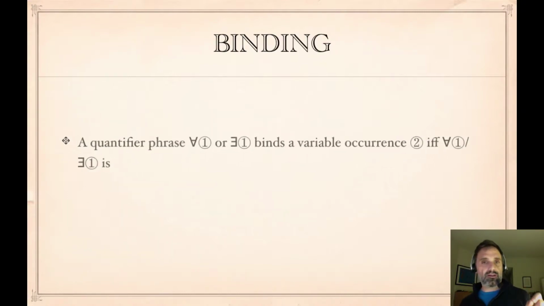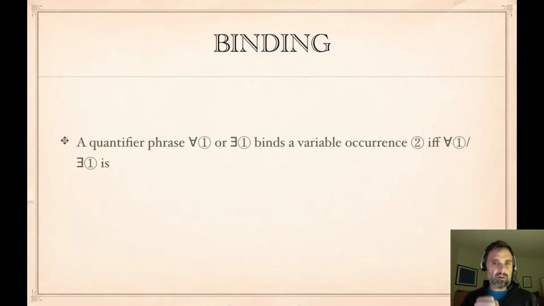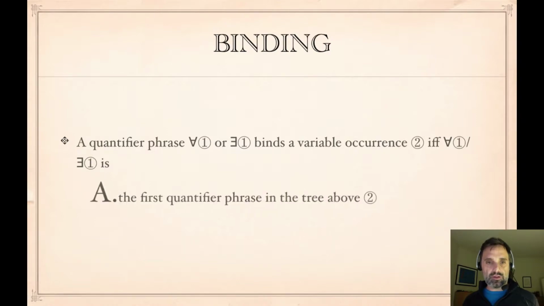So how do we define this notion? So we have a quantifier phrase with a universal and then a variable, be it universal quantifier phrase or existential quantifier phrase, and it binds a variable that occurs somewhere in the sentence or the formula if and only if two conditions are met. The first is that it's the first quantifier phrase in the tree above the variable occurrence, and they match.